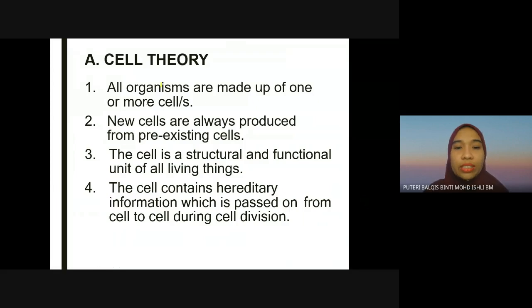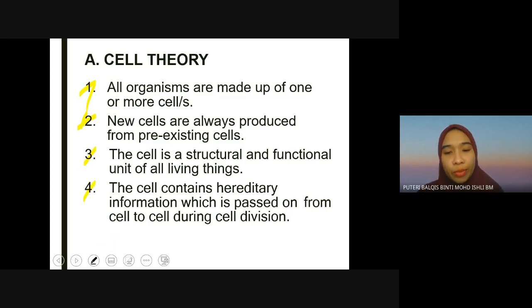So cell theory: all organisms are made up of one or more cells. That's the first theory. The second theory, new cells are always produced from pre-existing cells. Point three, the cell is a structural and functional unit of all living things. Theory number 4, the cell contains hereditary information which is passed on from cell to cell during cell division. Okay, state the 3 principles of cell theory.